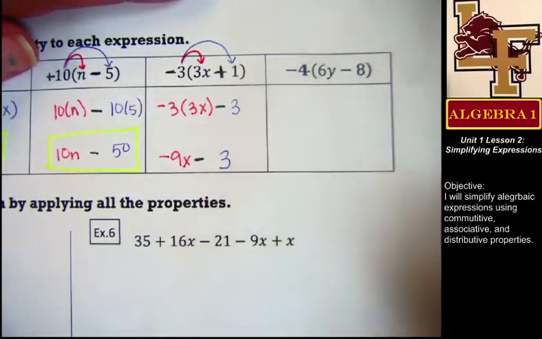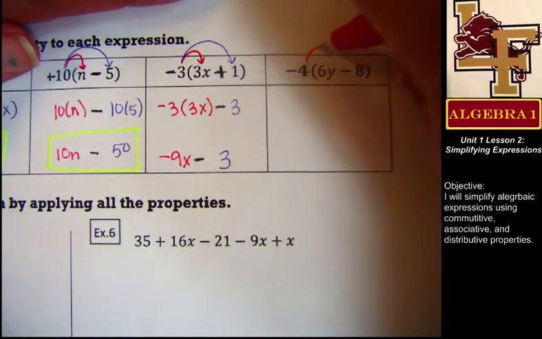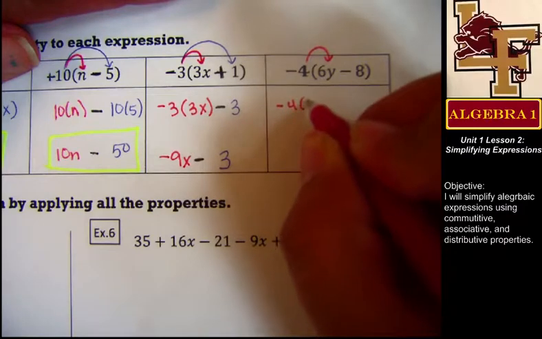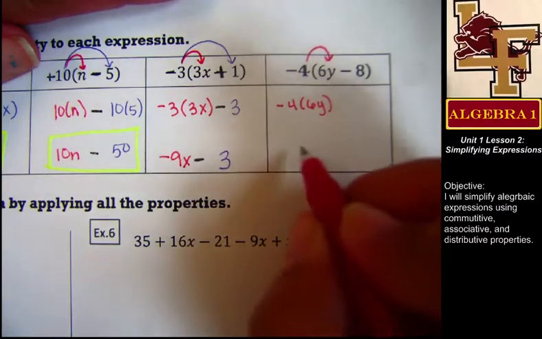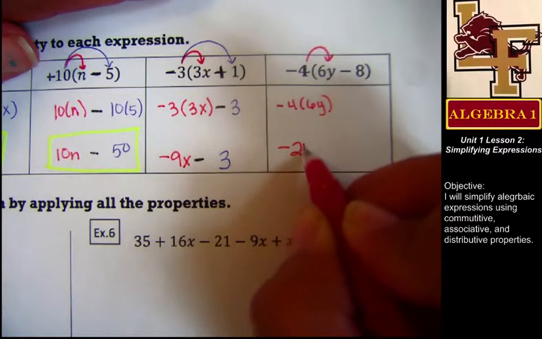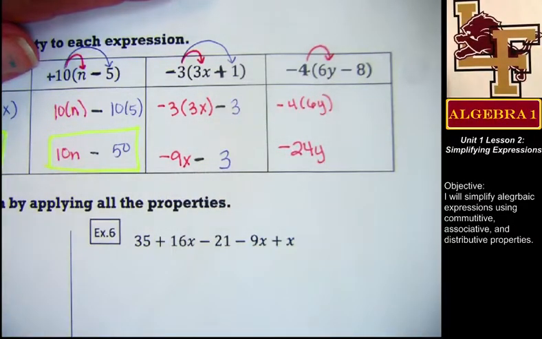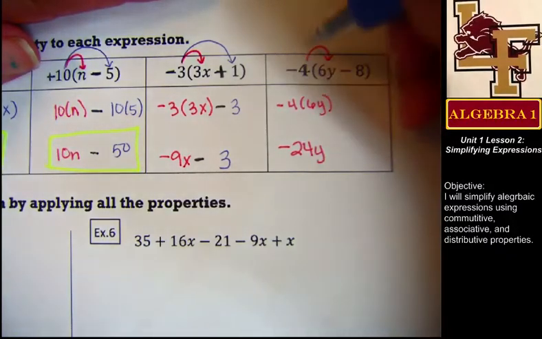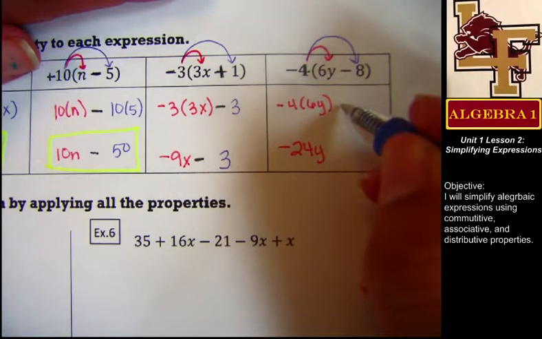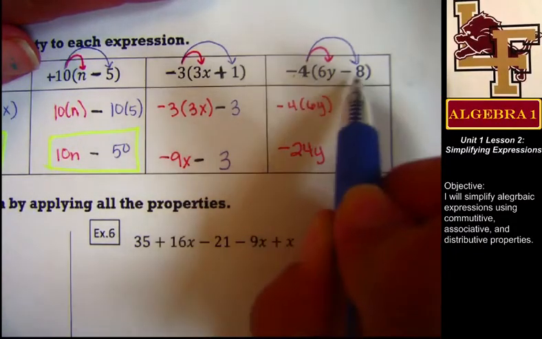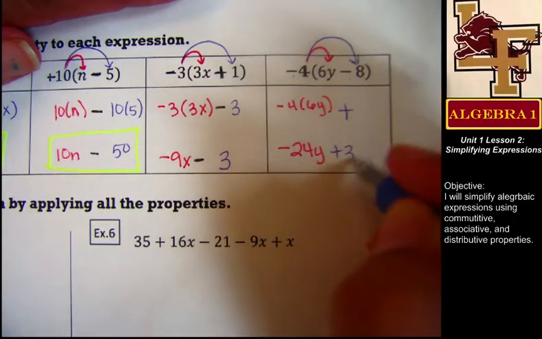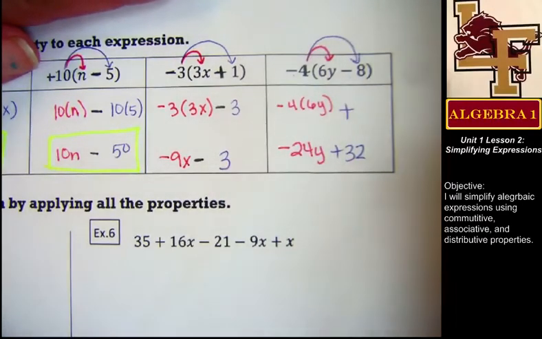Okay, let's look at this one. Negative 4 times 6y. Negative 4 times 6 is? Negative 24. Calm down, calm down. Negative 4 times negative 8 is? 32. Positive or negative? Wait, what is it? Negative 4, negative 8. Oh, it's positive. Positive and positive equals negative. Good. I don't care.